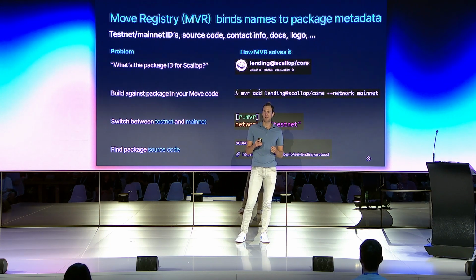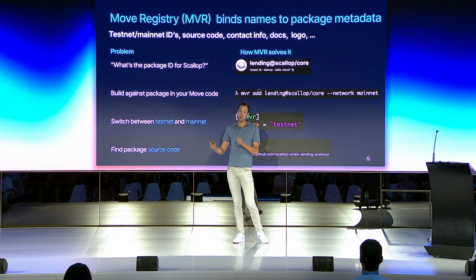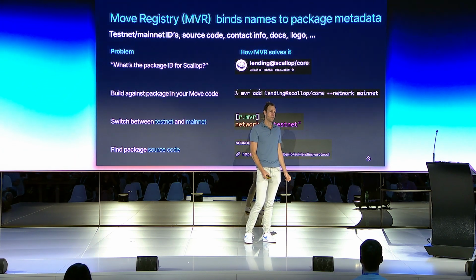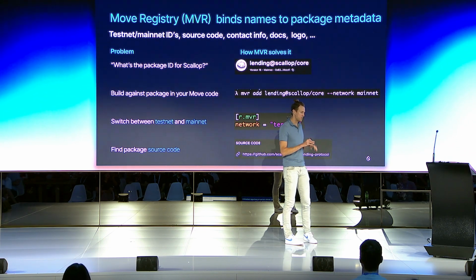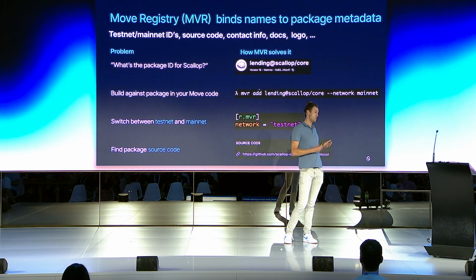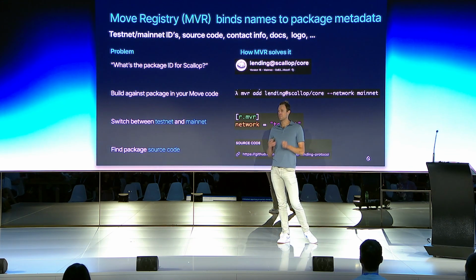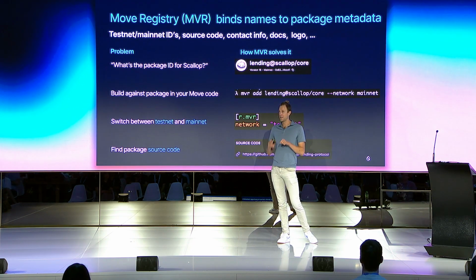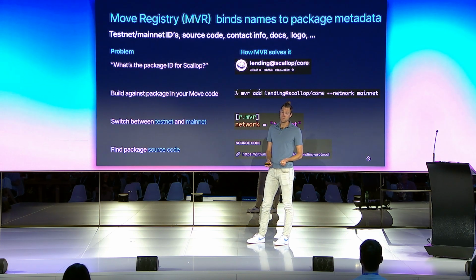This is sort of GitHub style, where you have an org like Scallop, and then there might be a sub-org or repo like core, and you have a project like lending. You can then take that name, and if you want to build against that package in your Move code, you're writing some code, and you're like, gee, I really wish I could call Scallop here. You just say MVR add the name, whatever network you want to depend on, and now you can call it right from your code. It's as easy as adding a use of the relevant module.